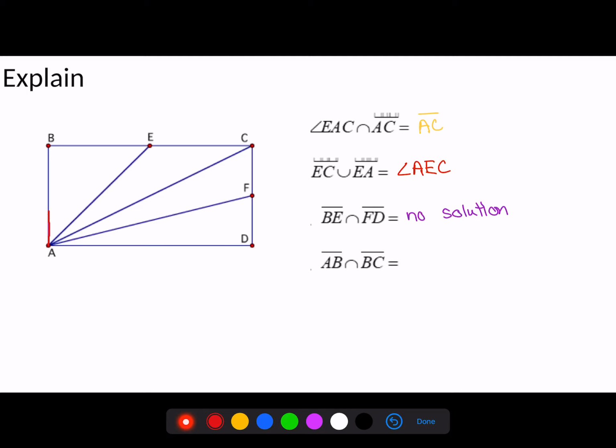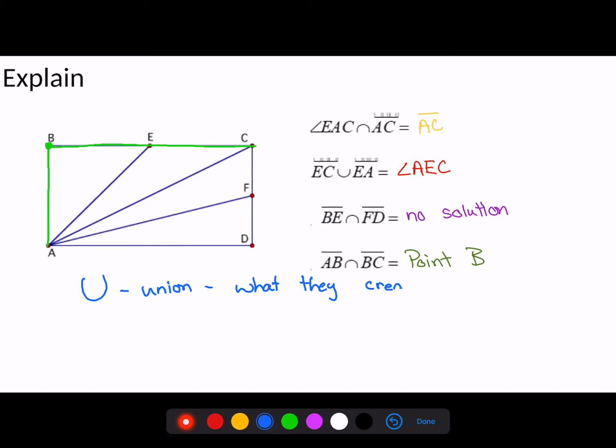All right, our final one is AB intersection BC. So I have segment AB intersects with segment BC. If I have these two and it's an intersection, where do those cross? Where do they intersect? Well, they intersect each other at point B. So that should be our answer, point B. Again, we can see that AB and BC intersect at point B.